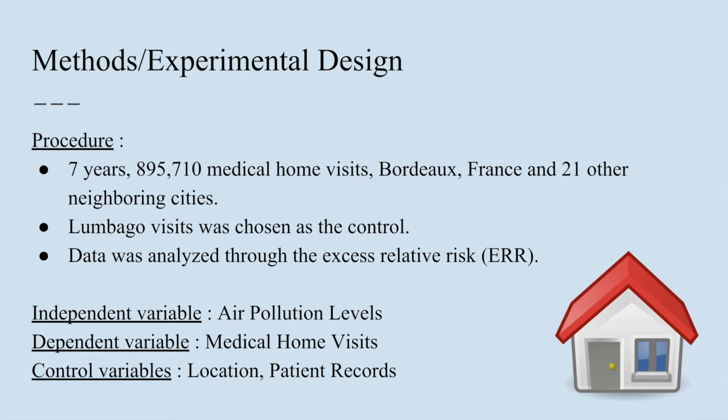To compare the daily number of visits, lumbago visits was chosen as the control variable in order to avoid bias. Lumbago, which is lower back pain, was chosen because it is not associated with any of our chosen pollutants. For each air pollutant, data was analyzed through excess relative risk, ERR, to control confounding variables and trends, correlation coefficients to ensure accuracy, and confidence intervals to study the frequency within each estimate.